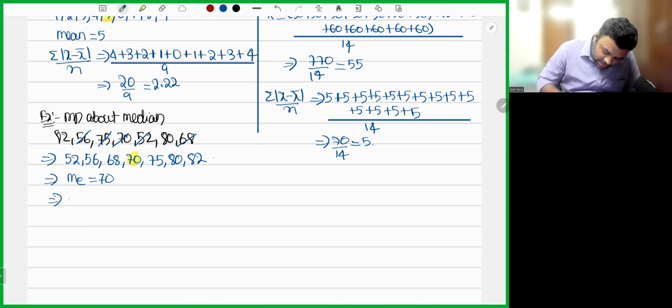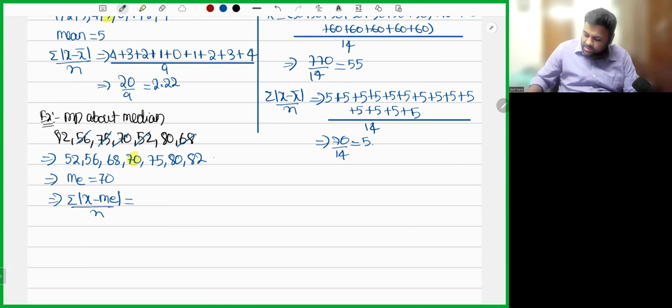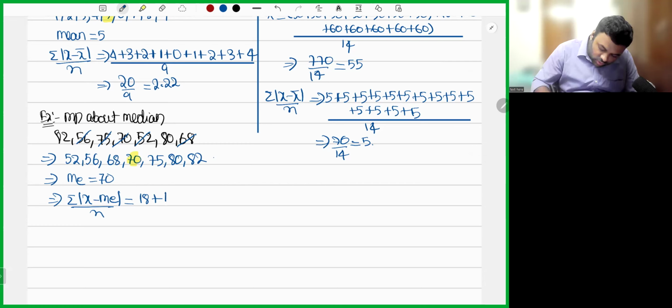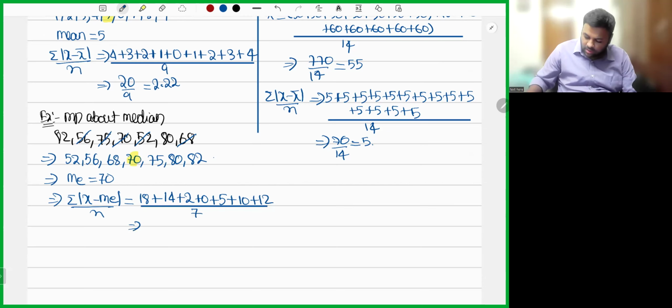So summation of modulus x minus median, by n. 52 minus 70 is 18. 56 minus 70, 14. Then 2, 0, 5, 10, 12. Whole divided by 7. Let's check the total: 18 plus 14 plus 2 plus 5 plus 10 plus 12 is 61. 61 by 7 is 8.714.